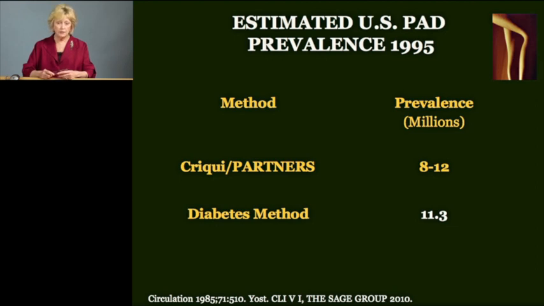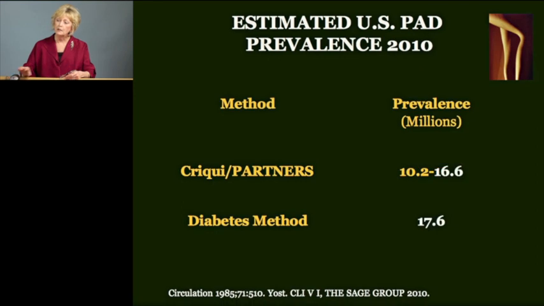Going back, if we look at the prevalence of PAD in the U.S. in 1995, note that the Criqui-Partners method is 8 to 12 million. If you calculate the prevalence based on the diabetes method, it's 11.3 million, which is right in the middle of that range. Fast forward to the prevalence of PAD in the U.S. in 2010, the diabetes method, as we've said, 17.6 million. If you recalculate the Criqui-Partners method, you get a range of between 10 and 17 million, and that 17 million is, of course, right in line with the 17.6 million.